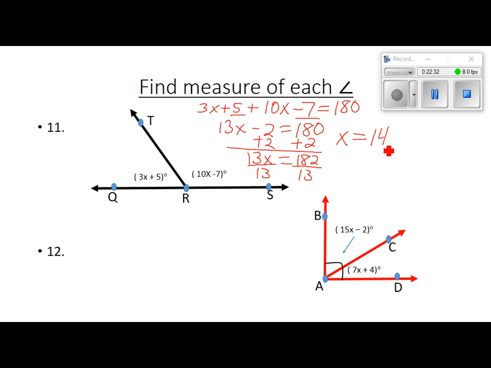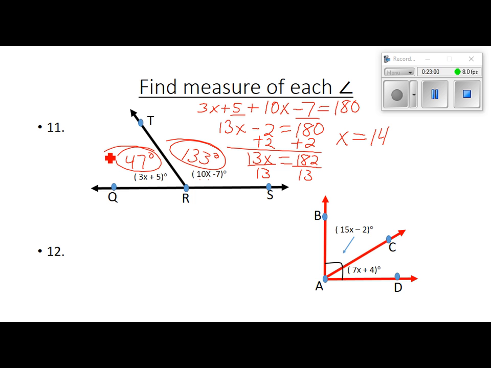Once we know x is 14, we're just going to plug it back in. I'm going to plug it into this one because it's easier. 10 times 14 is 140. 140 minus 7 is 133. So that angle right there would be 133 degrees. That's one of our answers. These two have to add up to 180, so if that's 133, we subtract that from 180. 47, is that right?